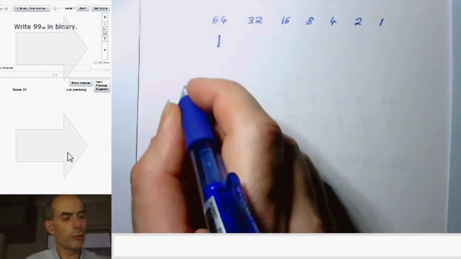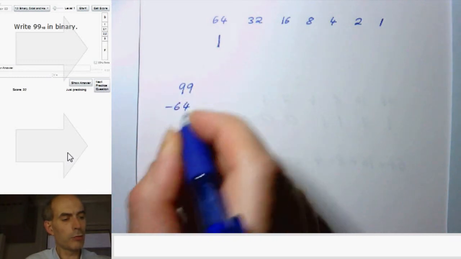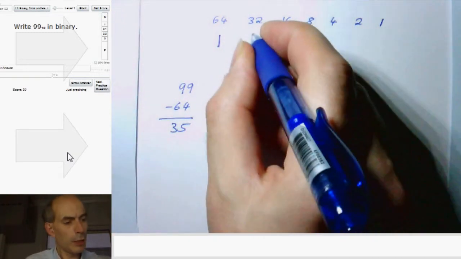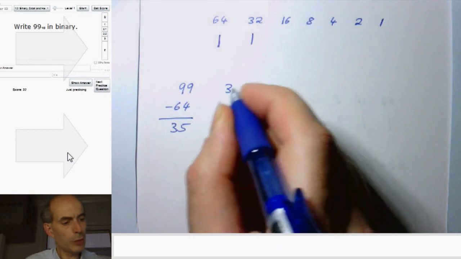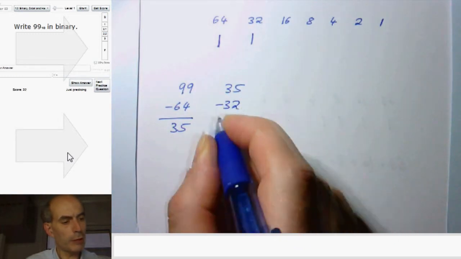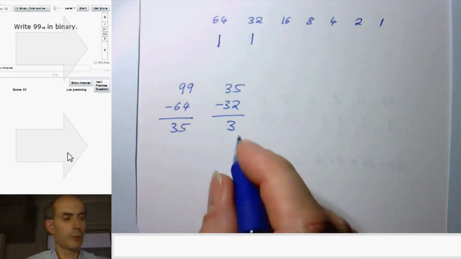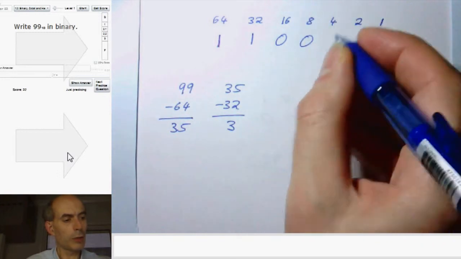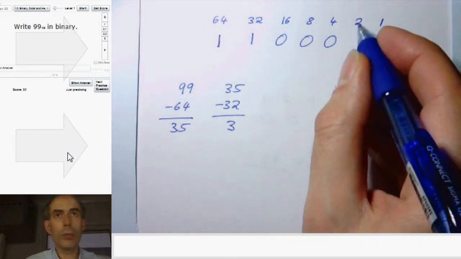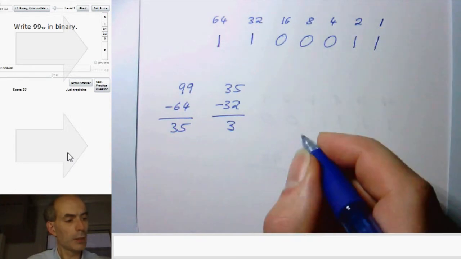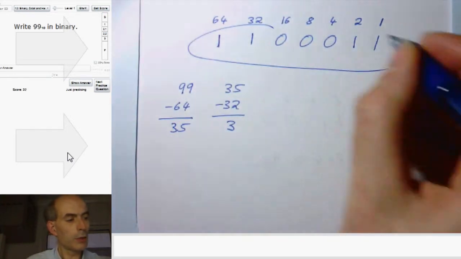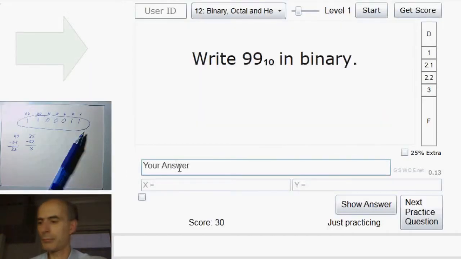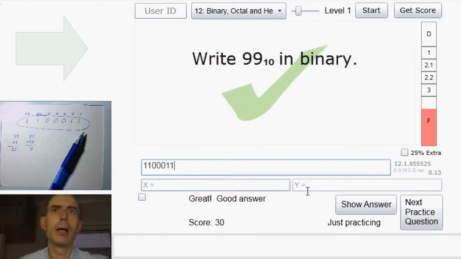Okay, well we've got 64. 99 minus 64 is 35. There's 35 left to find. If we have a 32, then that would give us 32 of that 35, and that only leaves 3 left to find. We can't have any 16s, it's bigger than 3. Similarly, we can't have any 8s, and we can't have any 4s. We need 3, which would be a 2 and a 1. So the binary number that we're looking for is this one: 1100011. Done. I'll just do one more.